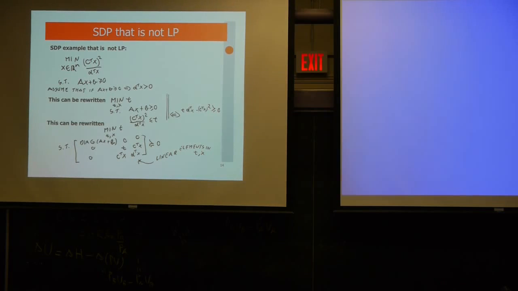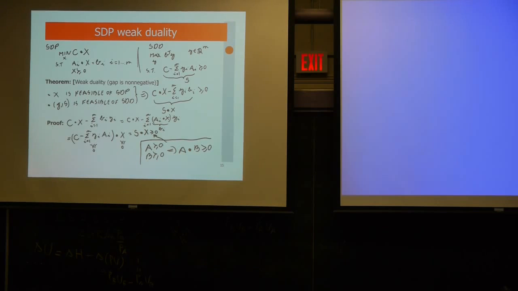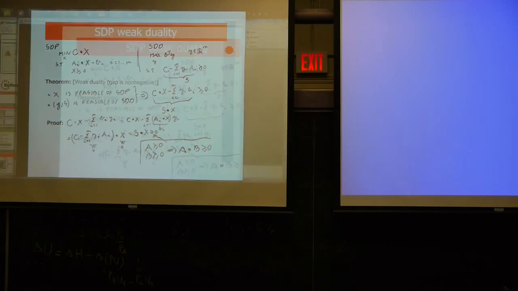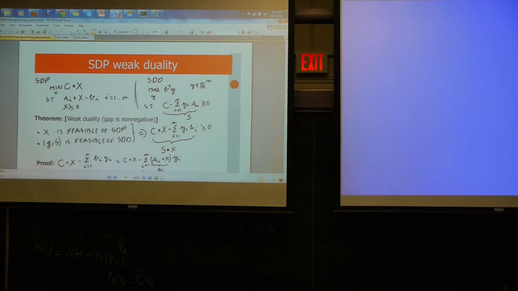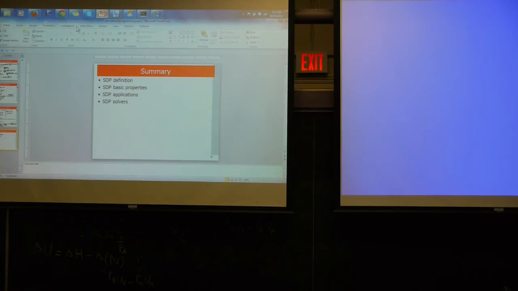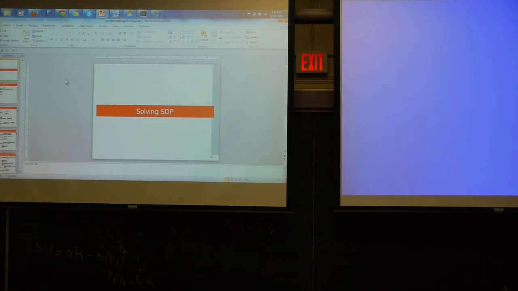And we also discussed one problem, one SDP that was not a linear program. And this is what we proved last time. So now what we are going to do is discuss some duality properties of semi-definite programs.